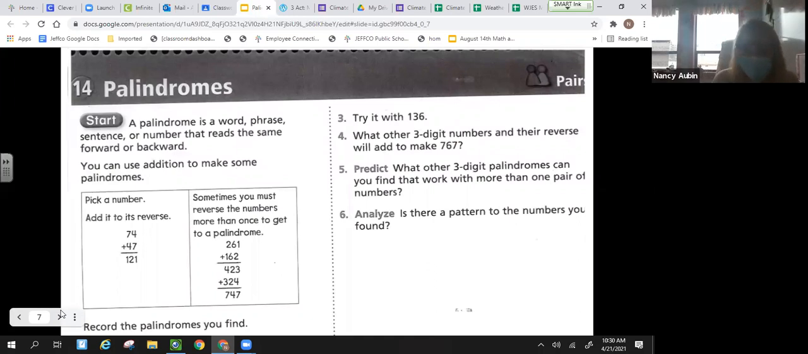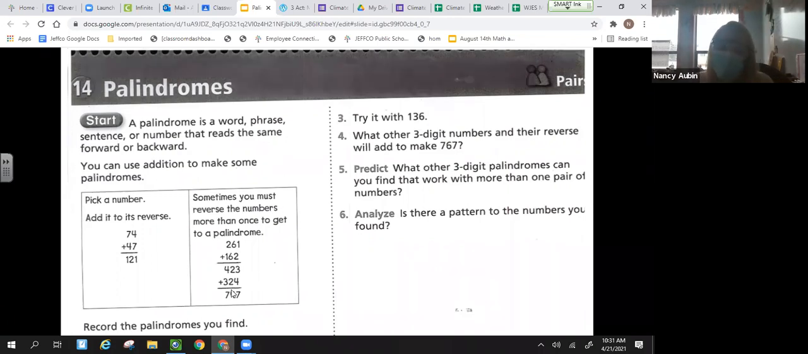All right, so I am going to give you a sheet. You're going to work with partners. And if you are at home, you can just keep this screen up and you're going to write in your math spiral. A palindrome we just talked about is a word or phrase or sentence or number that reads the same forward or backward. You can use addition to make some palindromes. If you pick a number, add it to its reverse, like 74 plus 47, you will sometimes get a palindrome. So we're going to do that. You're going to record the palindromes, and we'll do one together too.